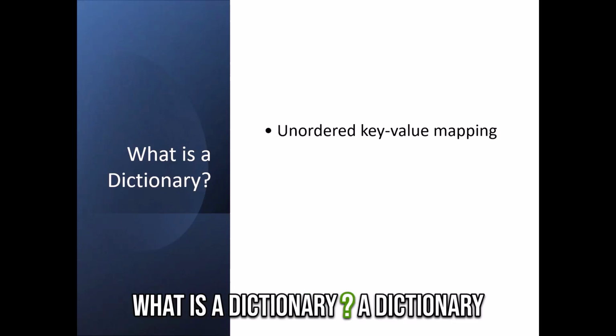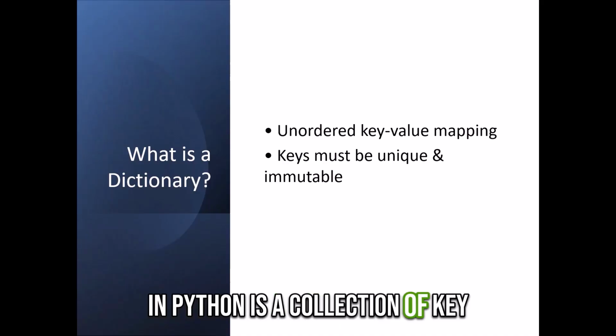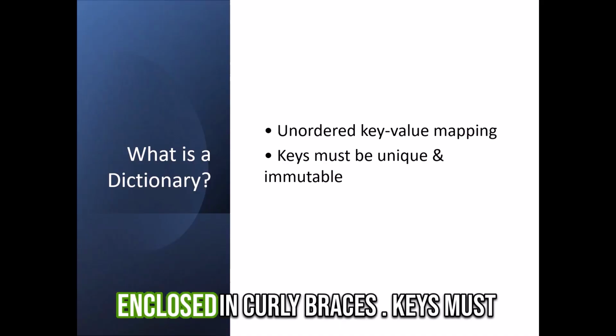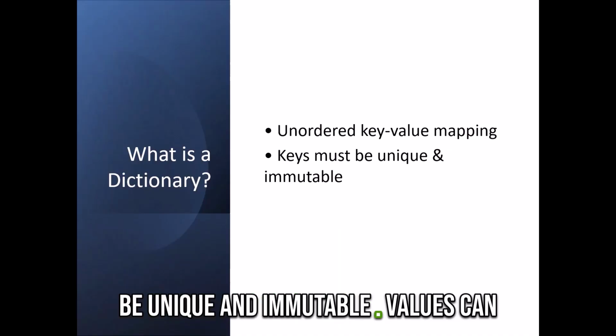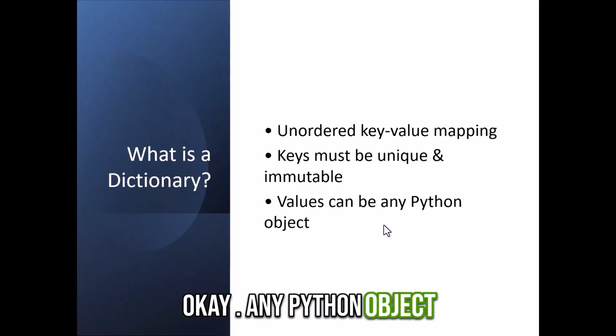So, what is a dictionary? A dictionary in Python is a collection of key value pairs enclosed in curly braces. Keys must be unique and immutable. Values can be of any type, any Python object.